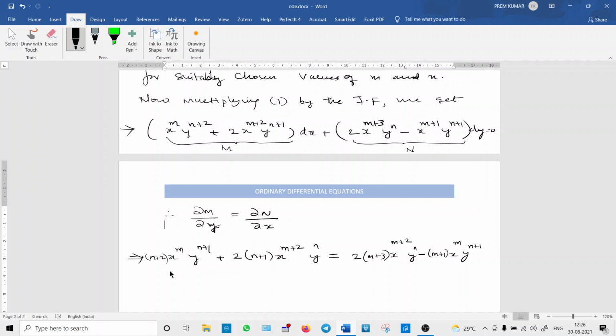So we are going to simplify them. That is, I will check once again. 2 into n plus 1 into x power of m plus 2 into y power of n equals 2 into n plus 3 x power of m plus 2 into y power of n minus m plus 1 into x power of m into y power n plus 1. So now we are going to just simplify this expression.